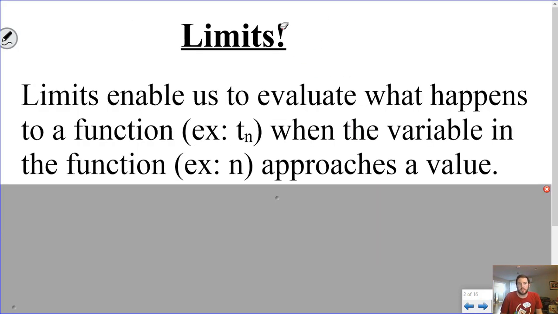So, this brings us to this idea of limits. A limit enables us to evaluate what happens to a function when the variable in the function approaches some value a. And the reason limits are useful, first off, they're the basis of calculus. With calculus, what ends up happening is that a limit can give us a good approximation, and then what calculus does is it takes those limits and makes them more and more specific until we get to an actual answer. But what a limit does is it tells us what happens to a function as it approaches a certain value.